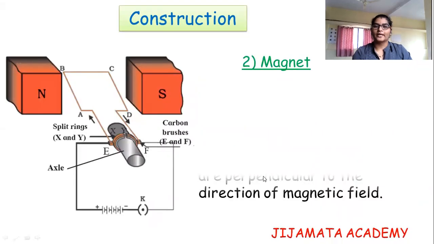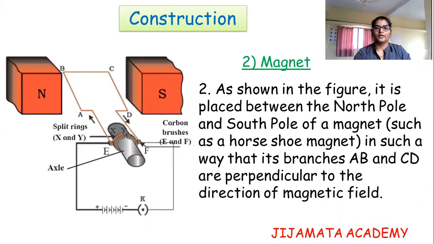Next component, magnet. As shown in the figure, this rectangular loop is placed between the north pole and south pole of a magnet, such as a horseshoe magnet, in such a way that the branches AB and CD are perpendicular to the magnetic field. So we can see in the figure that AB and CD, the branches of the copper wire, are perpendicular to the magnetic field.